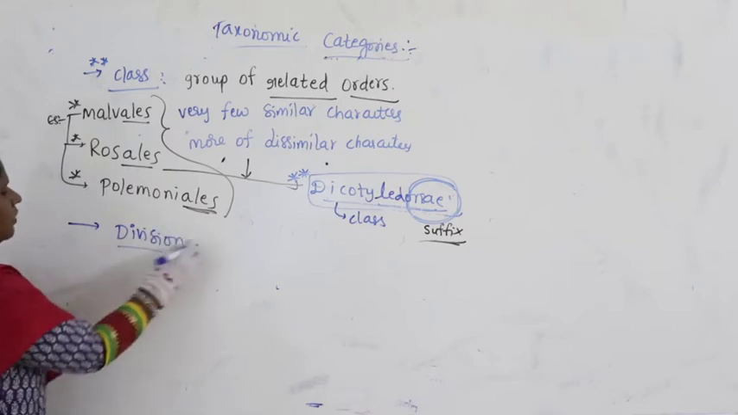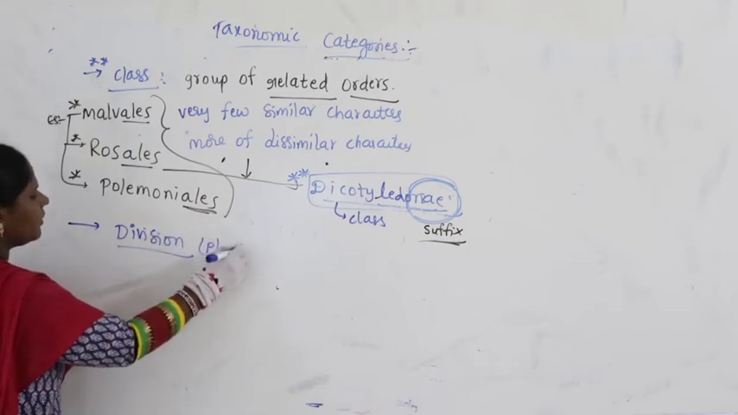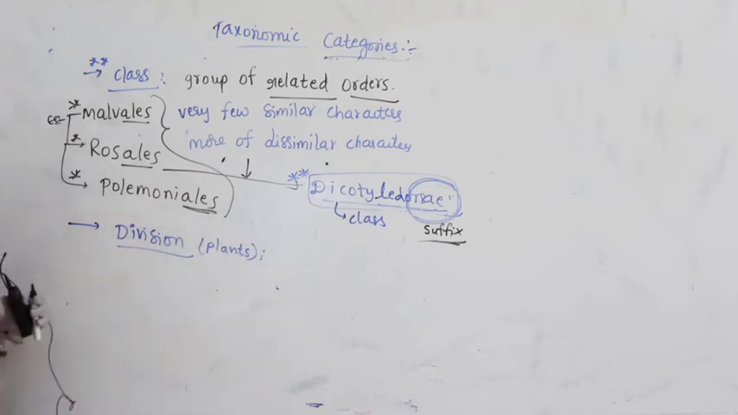So, as I told you, division is the terminology we apply for plants. For animals, we apply phylum, like Annelida and all those phyla you have. For plants, it is called division. So, if you take division, what is the definition?